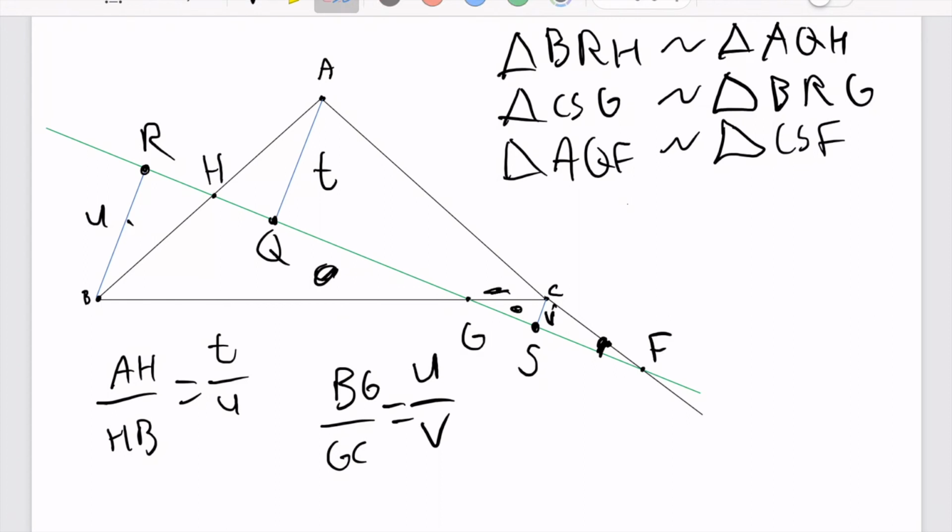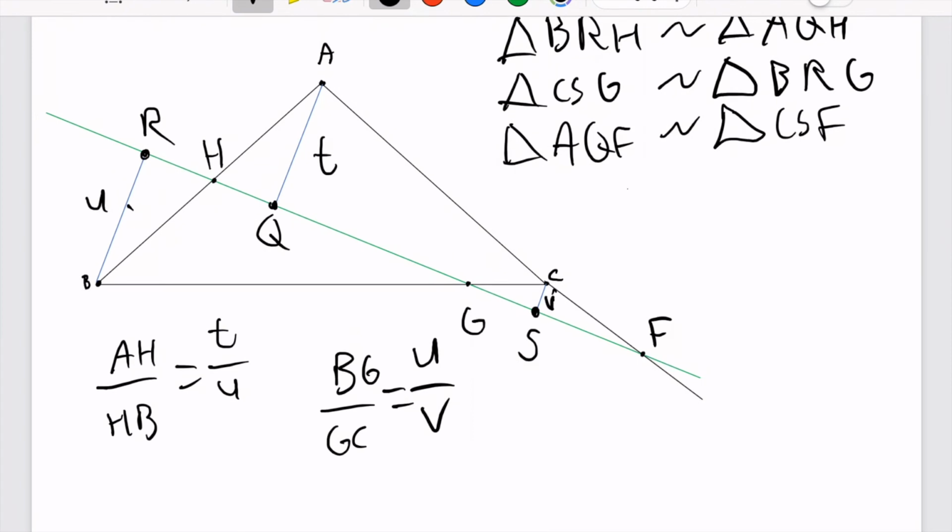And finally, if I get rid of these extra things here, for this last set of triangles right here, AQF and CSF.